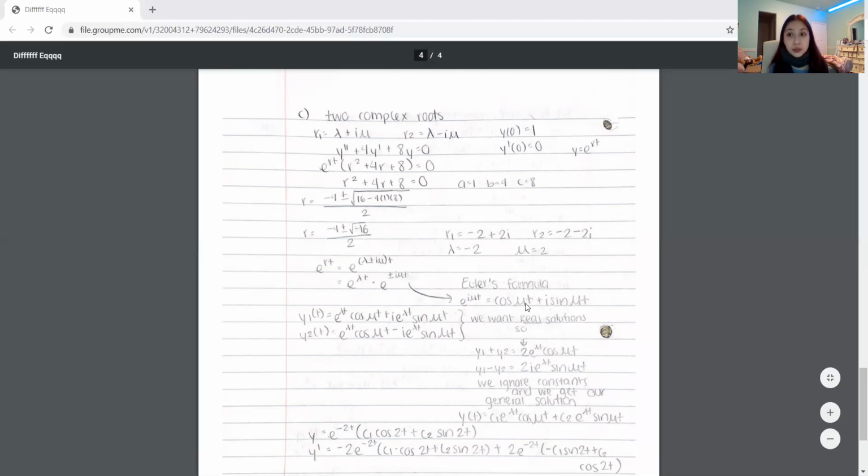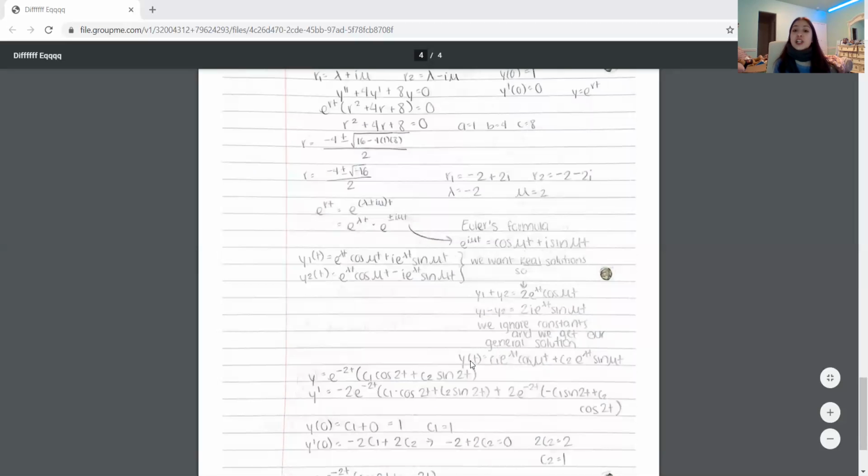But we want real solutions. And we know that the addition or subtraction of the solutions also gives us real solutions. So we're going to do y1 plus y2, which is going to give us 2e to the lambda t cosine of mu t, and y1 minus y2, which is going to give us 2i e to the lambda t times sine of mu t. We're going to ignore the constants, and then we get our general solution, which is this one.